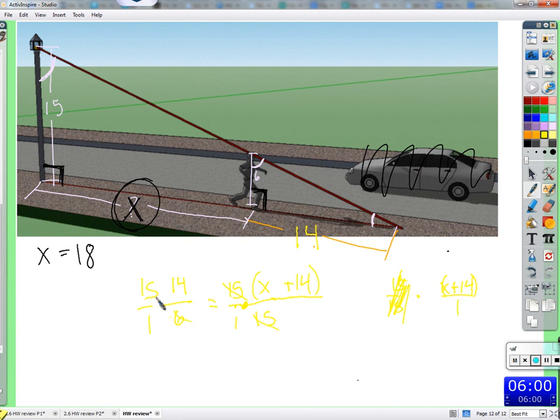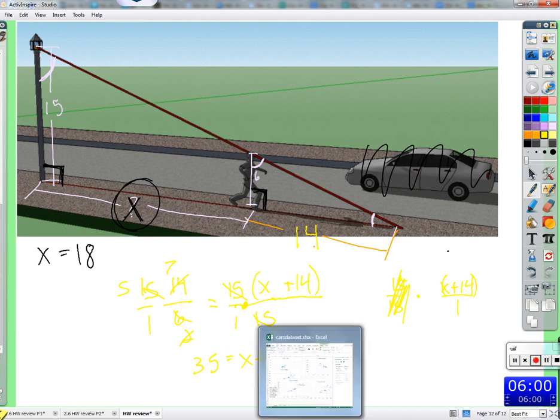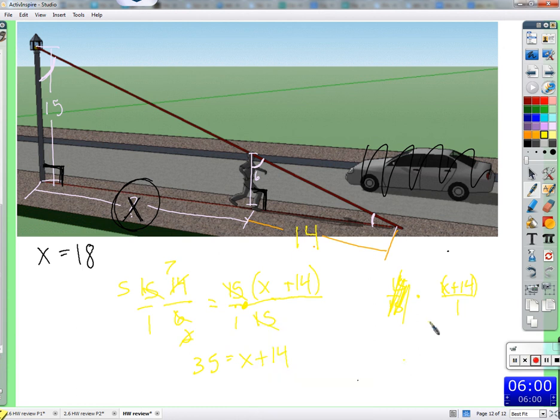That's great. Right? And this 3 can cancel this 3. We got 5, we got 2. We got 5 times 14, 70. Oh, this also should have factored 2. So 7. So 35 equals x plus 14. Next. Subtract 14. And x is 21.